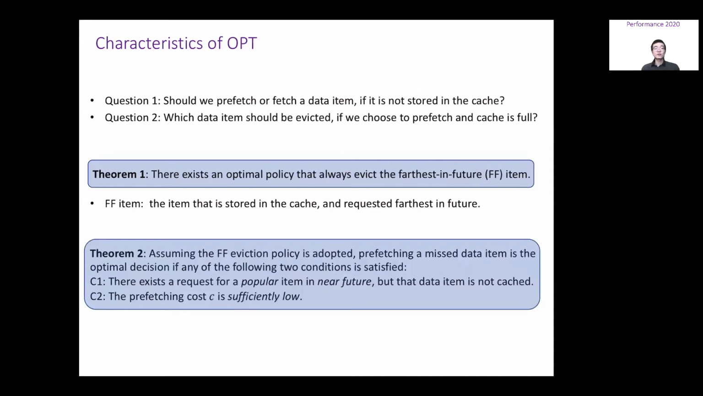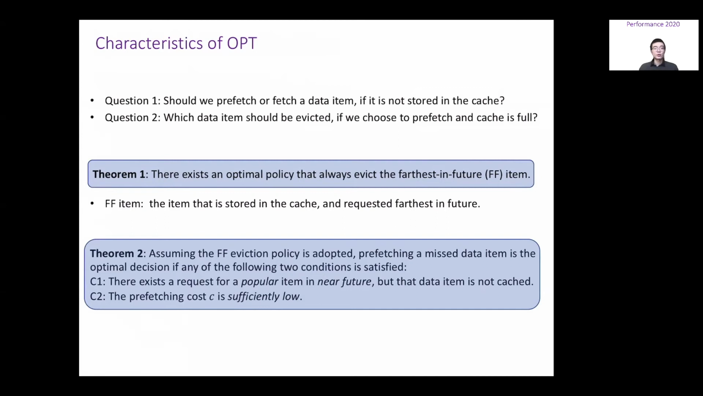Assuming the first-in-future eviction policy is adopted, we prove that prefetching is the optimal choice if any of the following conditions is satisfied. Condition C1 says that there exists a request for a popular item in the near future, but that item is not stored in the cache.